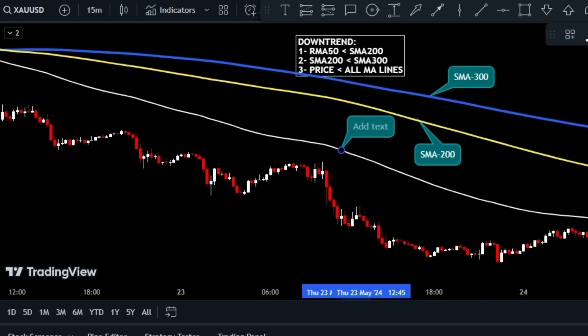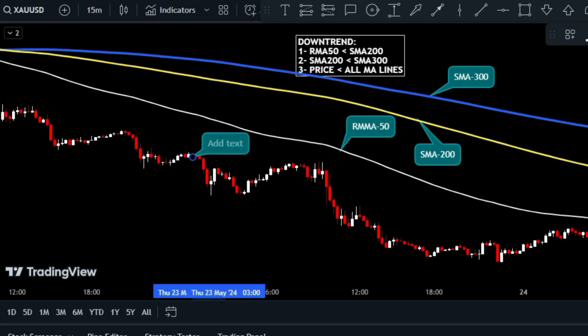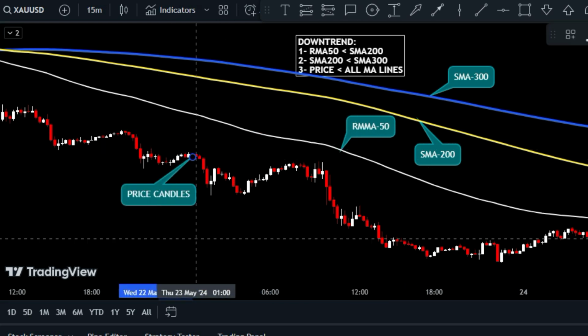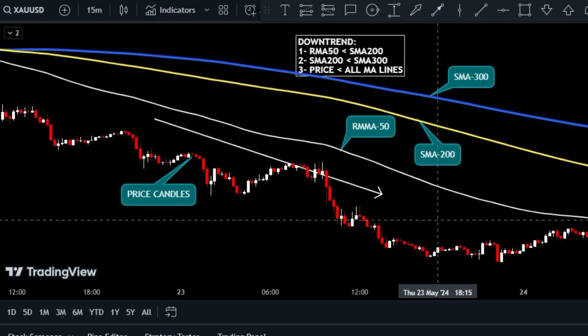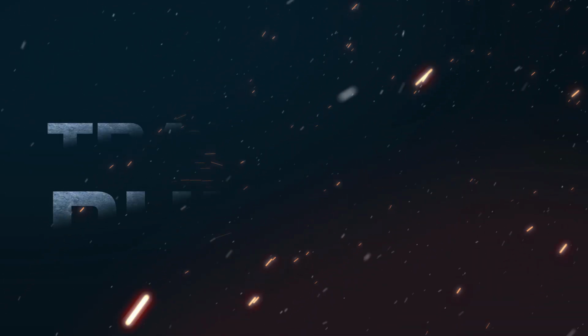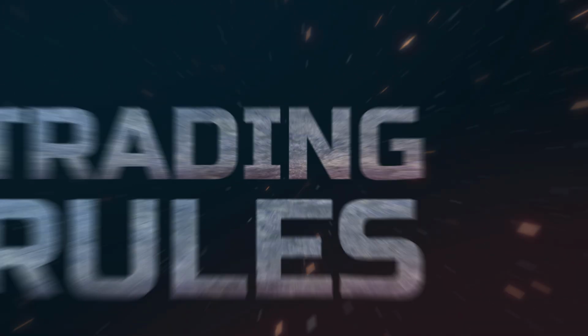So, now you know how to use these awesome indicators to your advantage. Let's get to the best part, the key rules for trading with these tools, so you can make the most out of them and improve your trading skills.